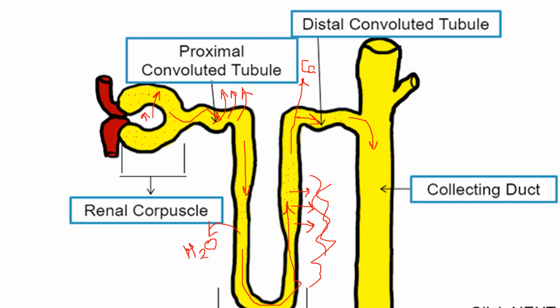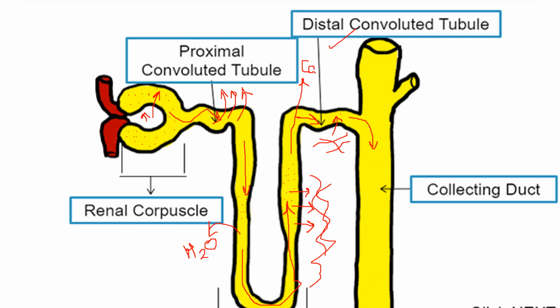But the main point that is concerned with the distal convoluted tubule is that the capillaries that are present near the distal convoluted tubule will send some ions into the distal convoluted tubule that our body does not need, and these ions can be hydrogen ion and potassium ion.